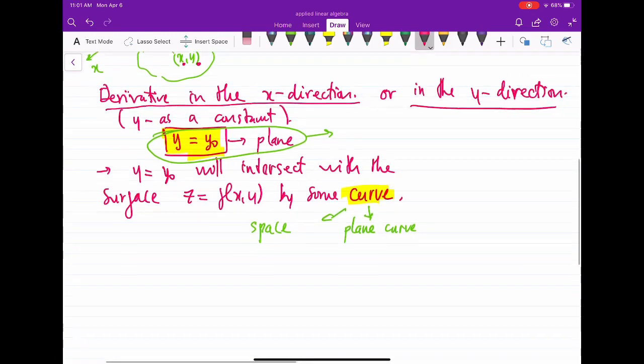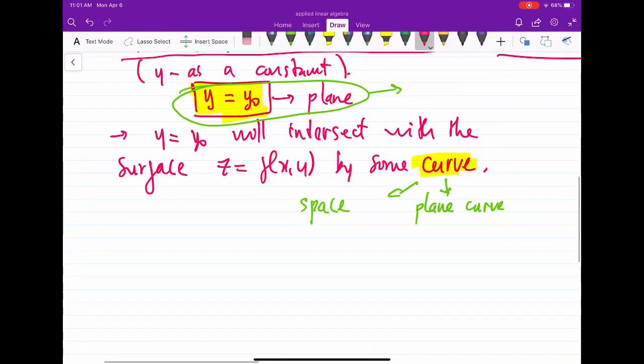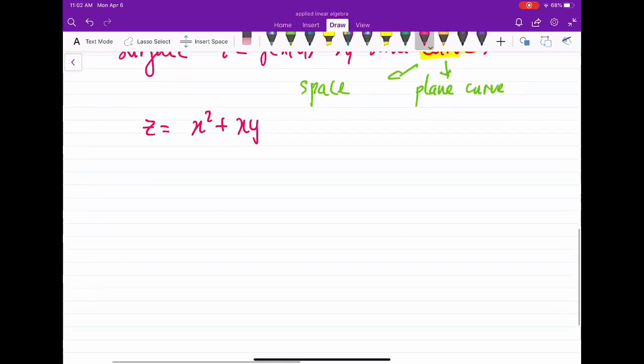Make sense? All right, so let's look at this example. z equal to x squared plus xy. I don't have any surface right here, but we know this function describes some surface in the space. Okay, I want to find the partial derivatives of this function with respect to x and y.